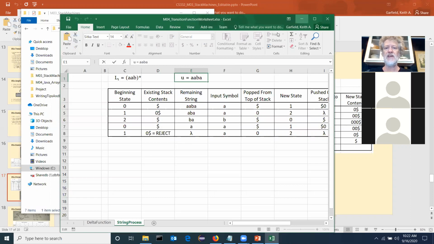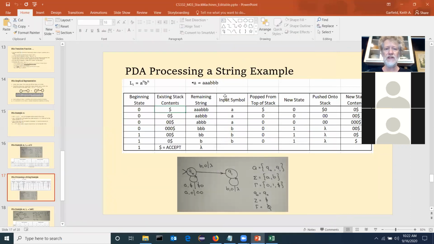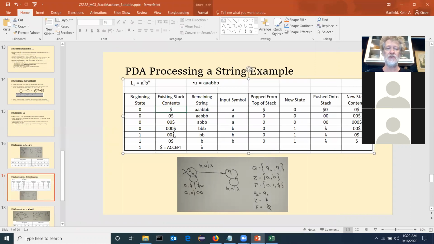Right. So let's say I did 3 A's and only 1 B. After 3 A's and only 1 B, I'd be here with this $00 sign. I can't highlight this because it's an image. All right, so let's see.